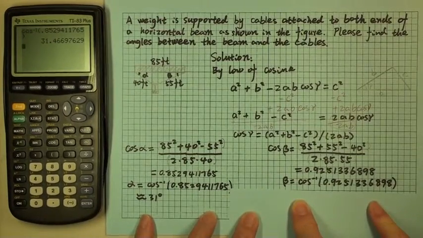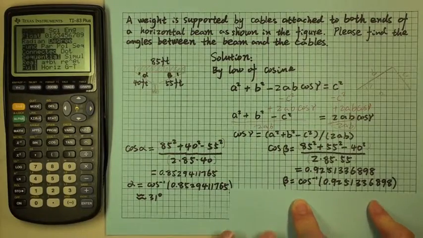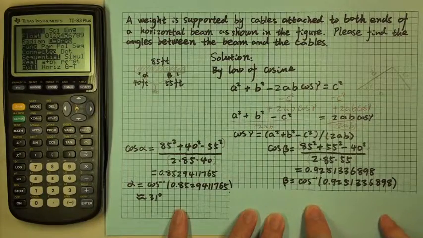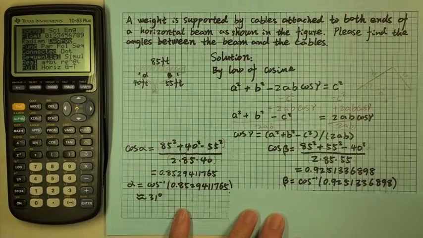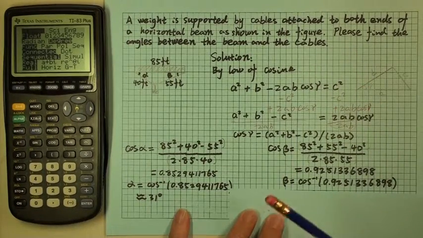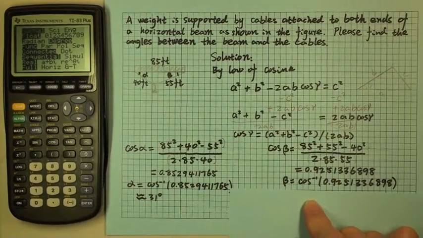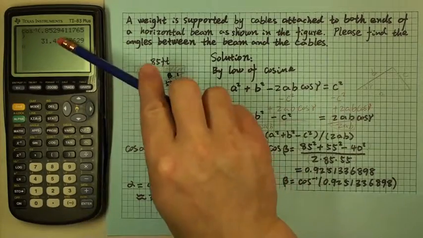Again, make sure your calculator is in degree mode, not radian. You may set it to radian if the question asks for radians, but normally here we want to find degrees.